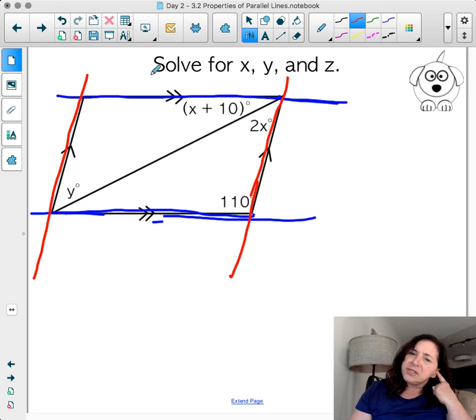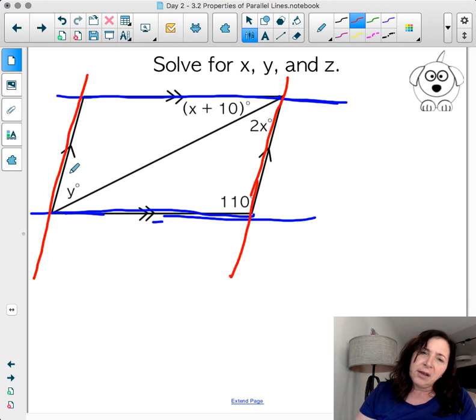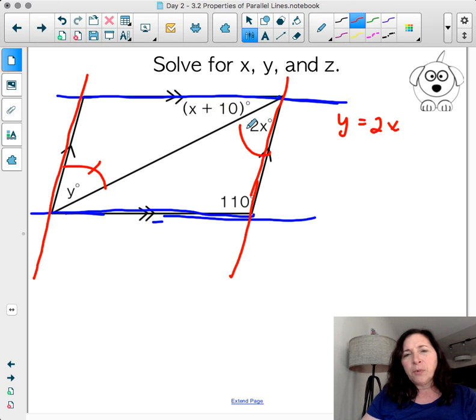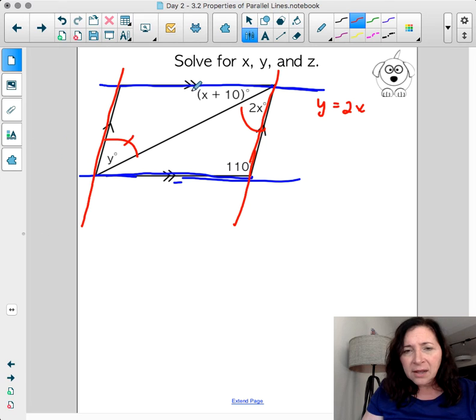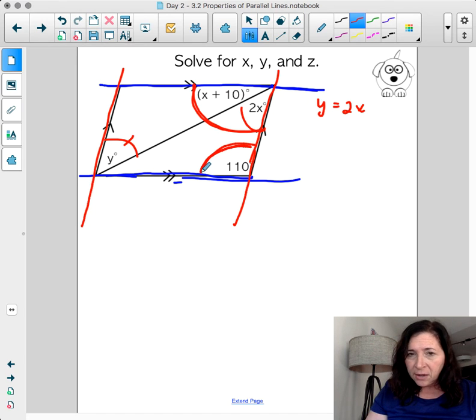So what I do see is that this angle is congruent to this angle. Those are alternate interior angles. It doesn't really help me that much. Y is equal to 2x. Doesn't help right now. However, I also know that this angle here plus this angle here, because those are called same side interior angles, they are supplementary, meaning they add up to be 180.